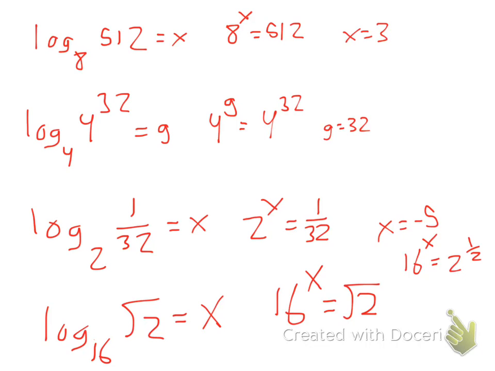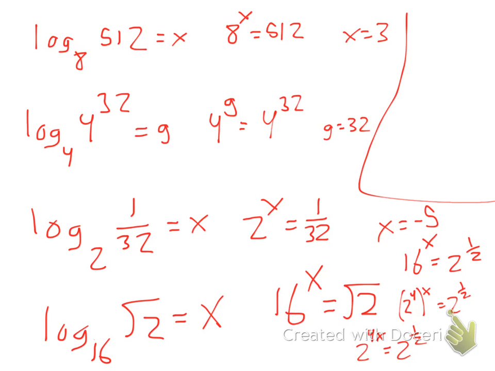What is 16? It's 2 to the 4th power. So if I took 16 out and I put 2 to the 4th, I still have an x hanging out there. 2 to the 1/2. And what do I have there? I have power of a power. And power of a power, you don't add. Multiply. So I get 2 to the 4x equals 2 to the 1/2. If the bases are the same, what have to be the same? The exponents.